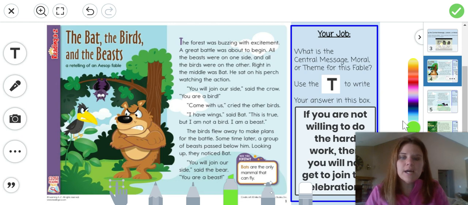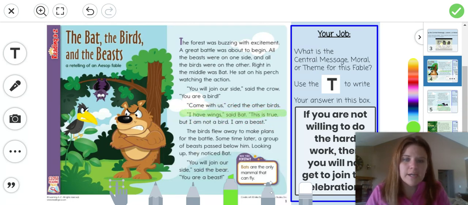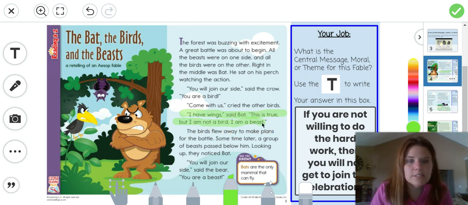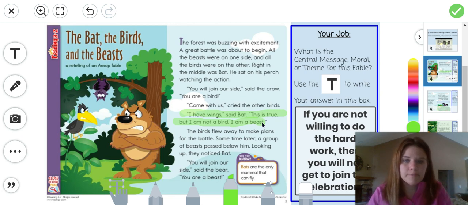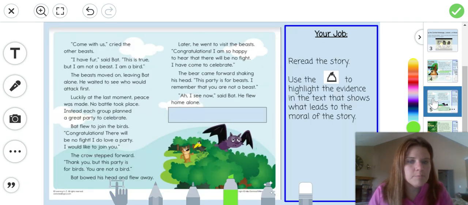Okay, so I'm going to highlight the first thing I think is really important, right here when he says, I have wings. This is true, but I am not a bird. I am a beast. Because right now what he's doing is making an excuse so that he doesn't have to go with the birds to do the battle. Then they flew away, and then the beast came, and it says, you will join our side. You are a beast. All right, that's good. But now let's go to the next page.